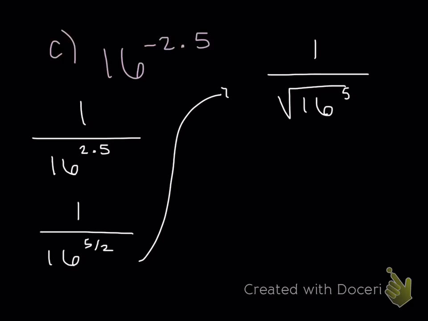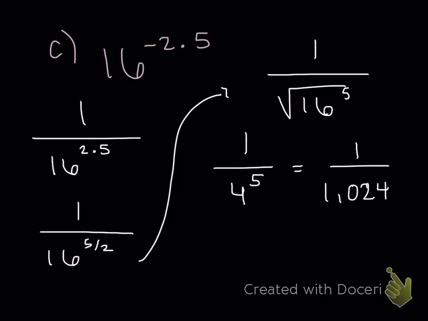And now you can kind of go two ways about evaluating this. I can either raise 16 to the 5th power and take the square root of it, or I can take the square root of 16, get that answer, and raise it to the 5th power. So the order does not really matter in which you go about this. So I'm going to square root the 16 because that's a little bit easier to do in my head. So the square root of 16 is 4. I just still have to raise that to the 5th power. So the final answer is 1 over 1024.